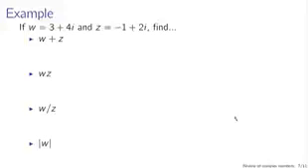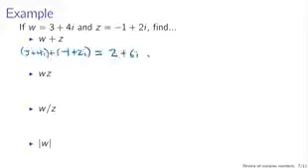If w is 3 plus 4i, and z is minus 1 plus 2i, first of all, let's find w plus z. Well, w plus z is 3 plus 4i plus minus 1 plus 2i. That's straightforward. If you can keep track of your terms, 3 minus 1 is going to be our real part, so that's 2. And 4i plus 2i, which is plus 6i, is going to be our imaginary part.